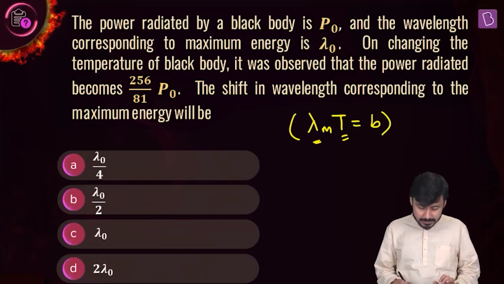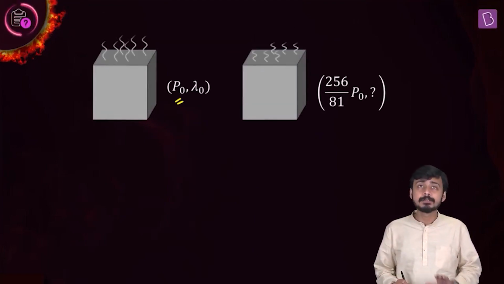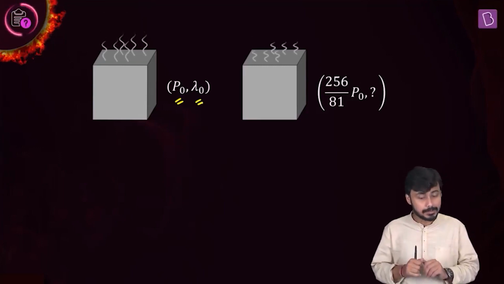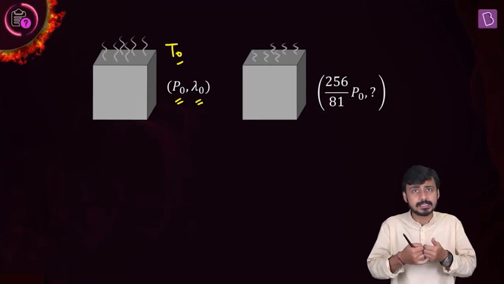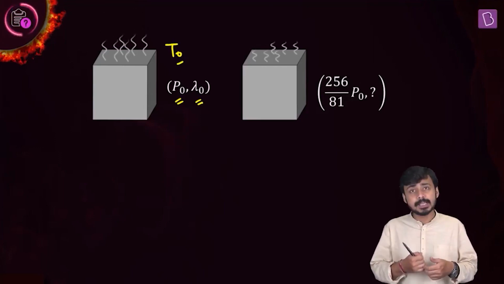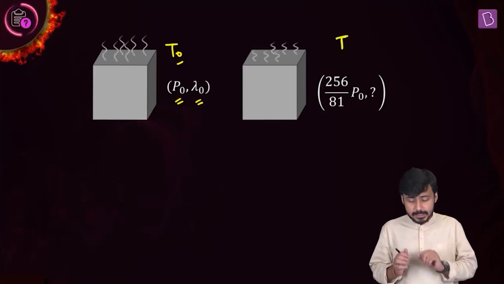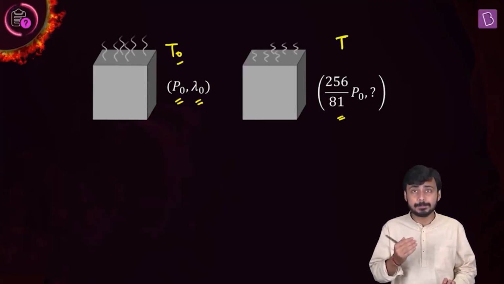So this is the body which is given to you, which is emitting some power P naught. The wavelength corresponding to the maximum energy is lambda naught. Let's say the temperature is T naught. The initial temperature of the body is T naught. And let's say the temperature is changed from T naught to a value T. So the body emits the power at a rate of 256 by 81 P naught.